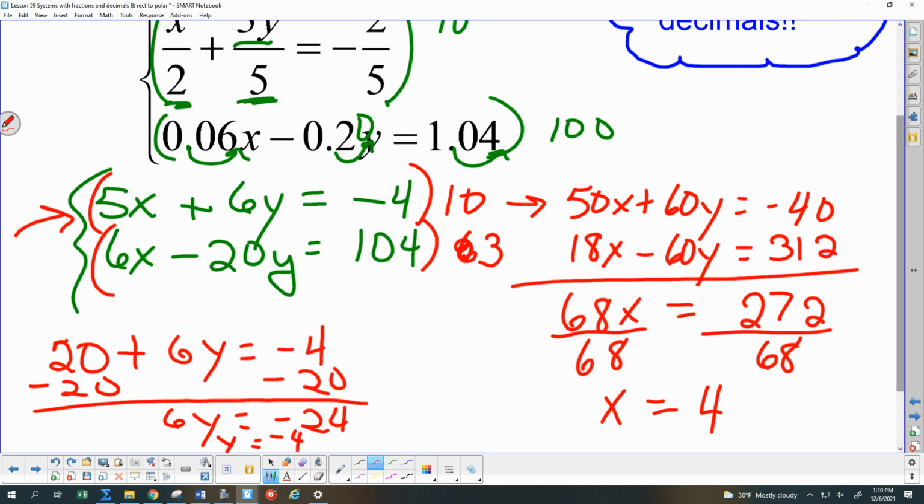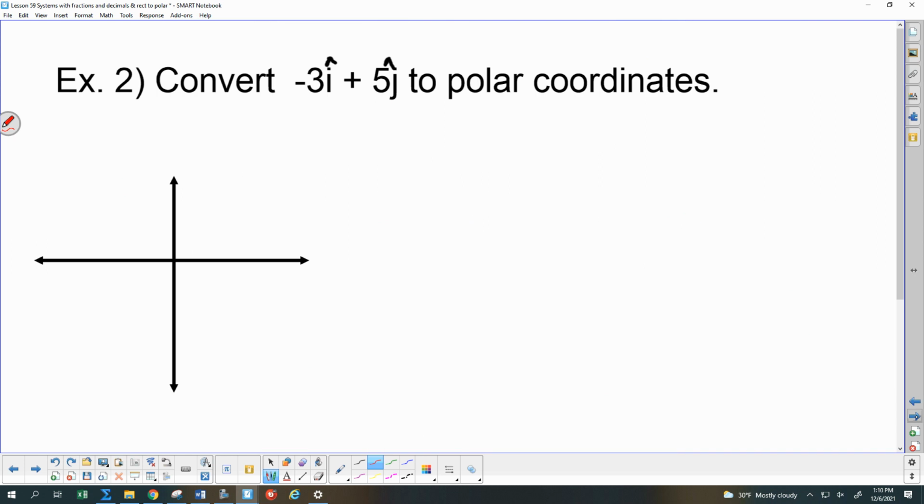Negative 4, so we know our answer is 4 comma negative 4. Anybody with a question on how that works? Just do what you know how to do and get rid of the fractions and the decimals, and then solve it whatever way you think is the easiest way to solve the system. All right, moving on.